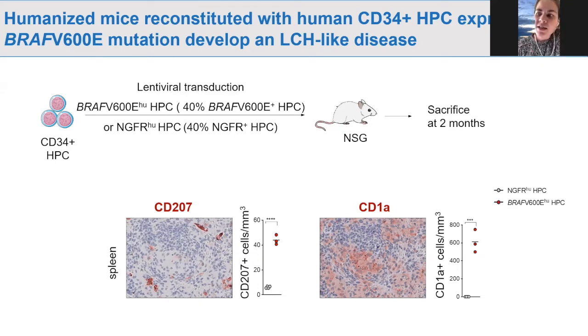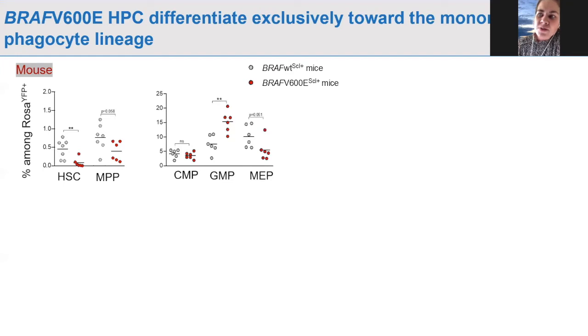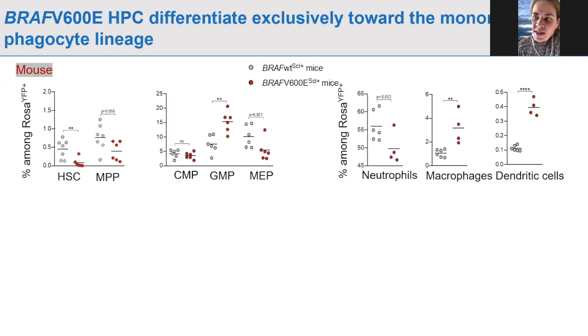So next slide. We took advantage of our mouse model to look specifically at the differentiation capacity of BRAF-V600E hematopoietic progenitors. And as you can see in red, strikingly, we observed a reduction of hematopoietic stem cells and multipotent progenitors in BRAF-V600E animals, while there was an expansion of granulocyte macrophage progenitor. Next slide. This GMP compartment was associated with an expansion of dendritic cells and macrophages in the bone marrow, but not neutrophils, suggesting that BRAF-V600E hematopoietic progenitors differentiate exclusively toward the mononuclear phagocyte lineage.